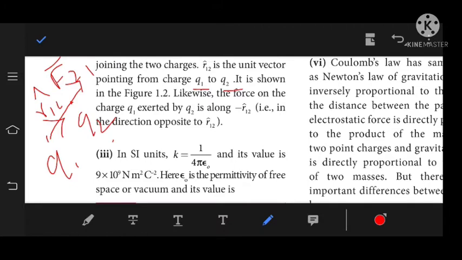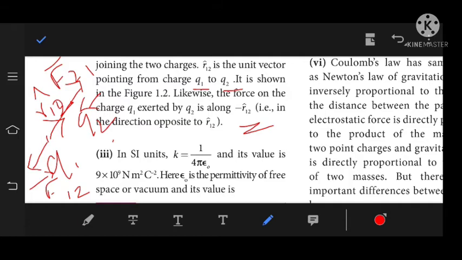Likewise, the force on the charge q1 due to q2 acts along this direction, that is our F12 vector. What is the direction of F12? It is along minus R12 cap, opposite to R12 cap. In physics, the negative sign is always used to denote the opposite direction.